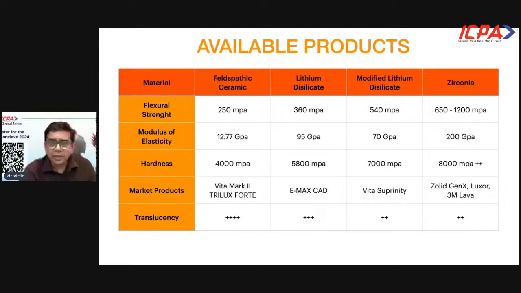I'll come back to my presentation here. So these are the materials that we are using most commonly on the teeth. It is the feldspathic ceramic, lithium disilicate, modified lithium disilicate, and zirconia. You choose whatever material you want according to the indication of the patient. Unless you understand these materials, it will be very difficult for you to give the right materials to your patient for long-term prognosis. So understanding the materials is the key and very important part if you are doing dentistry on a regular basis, right?